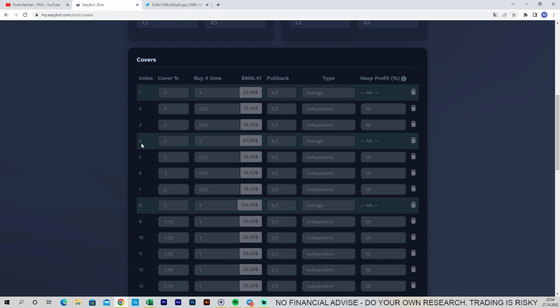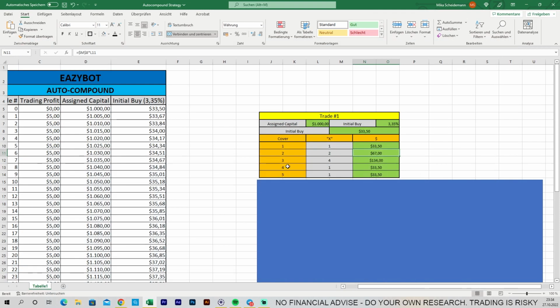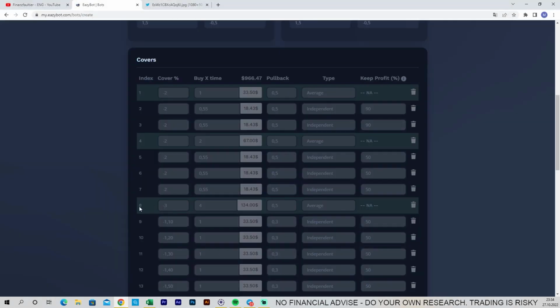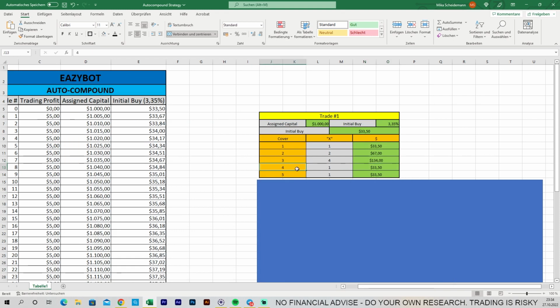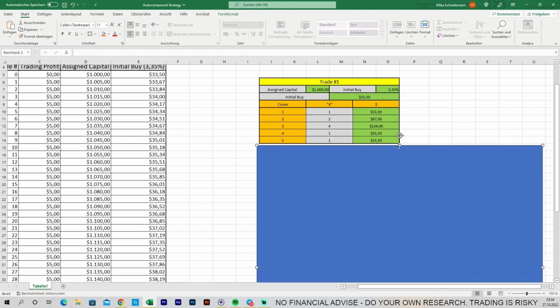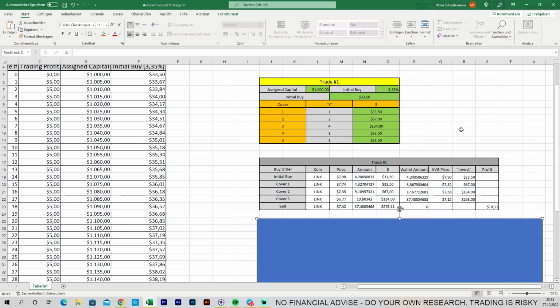Now we see this is now cover 4, formerly cover 2, bought X2 for $67, and then cover 3, X4 for $134. Now it's cover 8, X4 for $134. After this, the independent buys and sells X1 begin. So we have here cover 4, cover 5, X1. Now, I made an example with a little trade. Let's take the coin Chainlink.